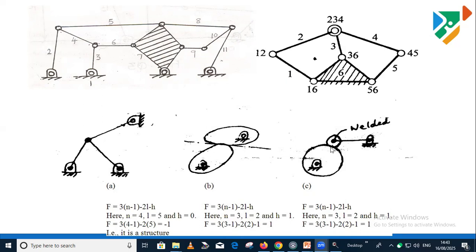Similarly, consider a welded joint. What will happen for a welded joint? We have number of links 1, 2, and 3. The lower pairs are: this is the first pair, this is the second pair, because this is completely welded to this particular gear. So it has only 2 lower pairs and 1 higher pair. If you put the values, F is equal to 3(n minus 1) minus 2j minus h. Putting n equal to 3, lower pairs equal to 2 and higher pair equal to 1, we get the degree of freedom as 1 for such an arrangement.